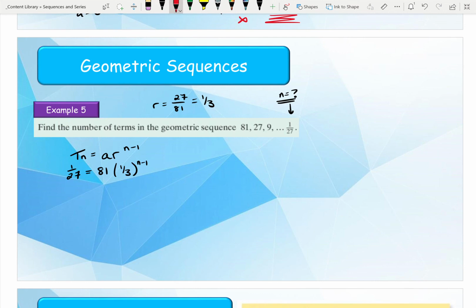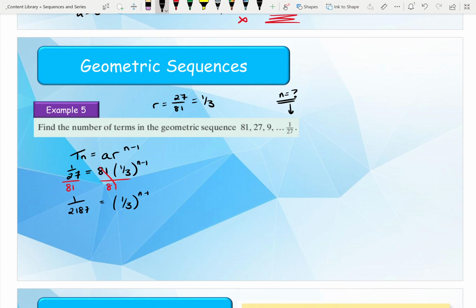Now we have a messy little bit of algebra here to try and find n, so stay with me here. The first thing I'm going to do is try and get rid of this 81 because it's out here and it's not with the n. So to get rid of this times by 81, I do the opposite. So I divide both sides by 81 here. So again, on your calculator, you have 1 over 27 divided by 81, which gives you 1 over 2187 is equal to 1 over 3 to the power of n minus 1.